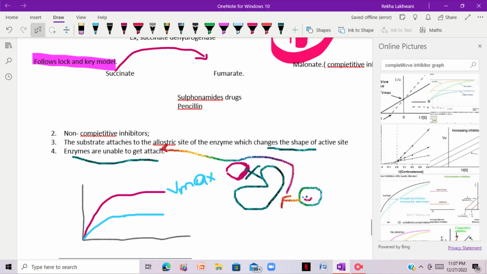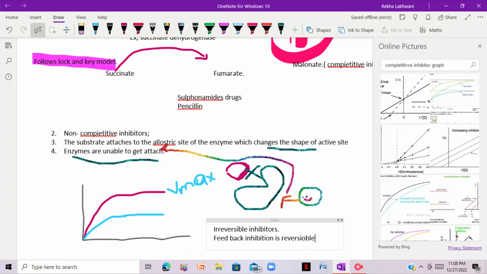Basically, if we talk about feedback inhibition, feedback inhibition is a reversible non-competitive inhibitor. An example of a non-competitive inhibitor, right?